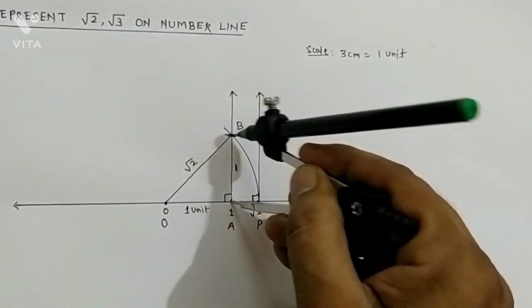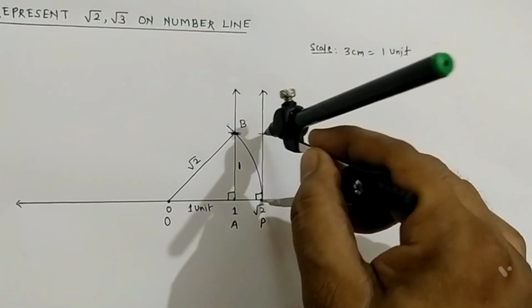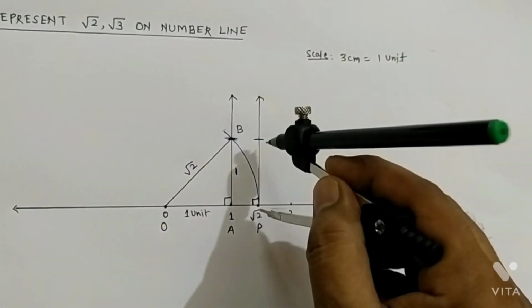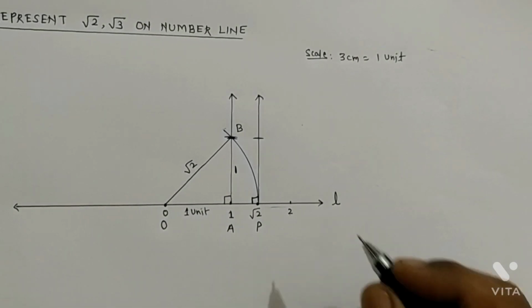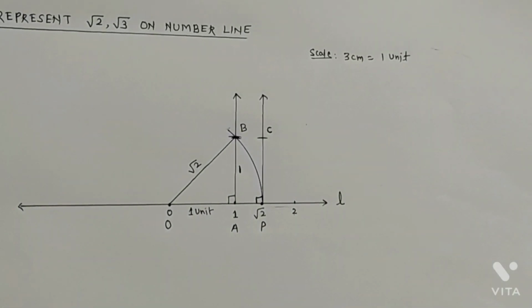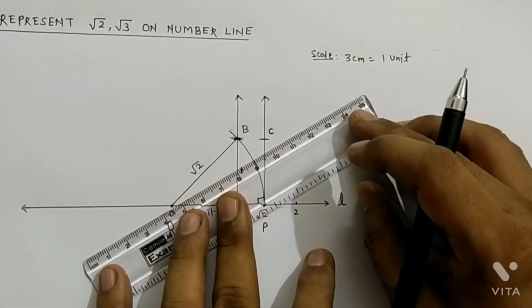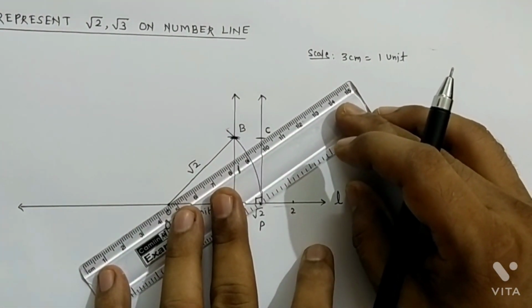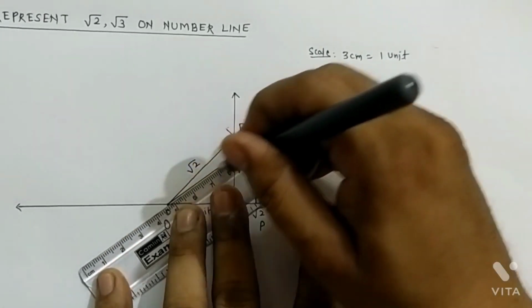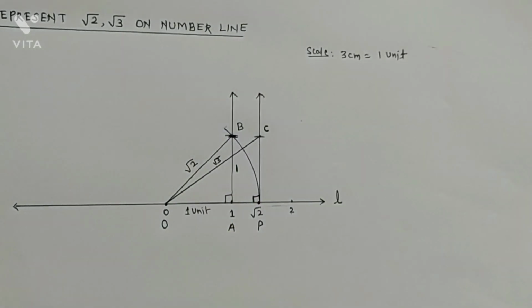See this 1 unit distance. Same distance of 1 unit, compass on point P, and mark the arc. This distance of A to B, the same arc you can cut here. This is point C. And now draw segment O to C. This is root 3.